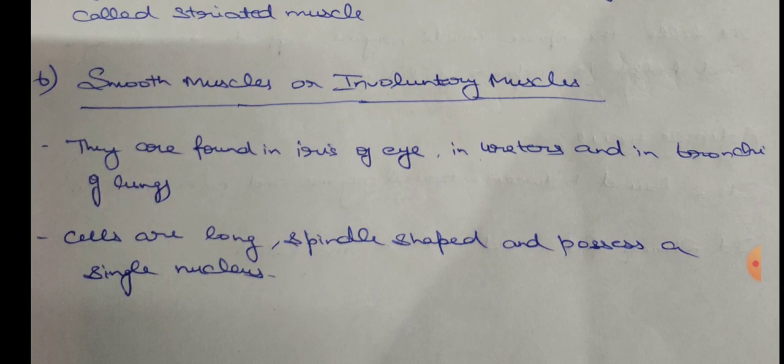Voluntary muscles are those we can move when we want to, meaning they are under our direct control, and the muscles that are not in our control are involuntary muscles. They are found in the iris of the eye, in ureters and in bronchi of lungs. Very important. The cells are long, spindle shaped and possess a single nucleus. Clear students?